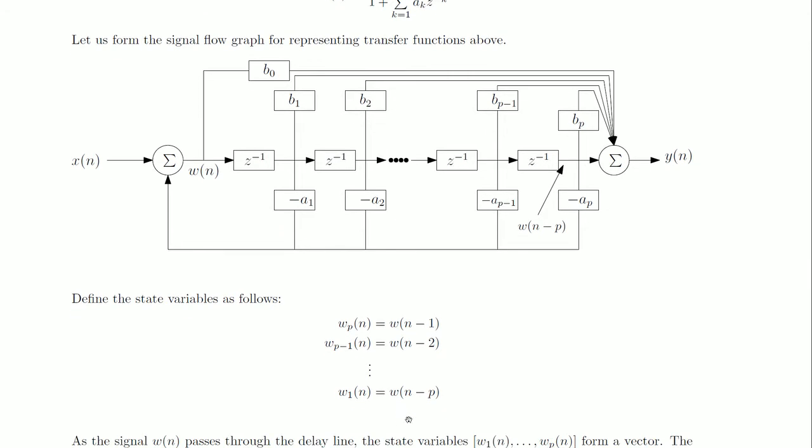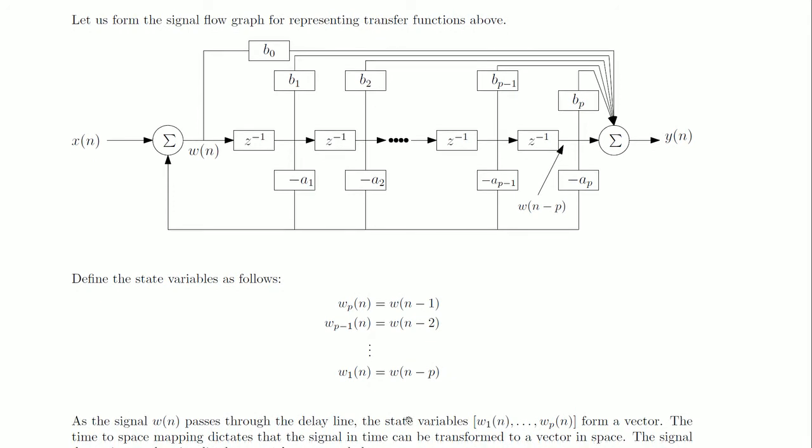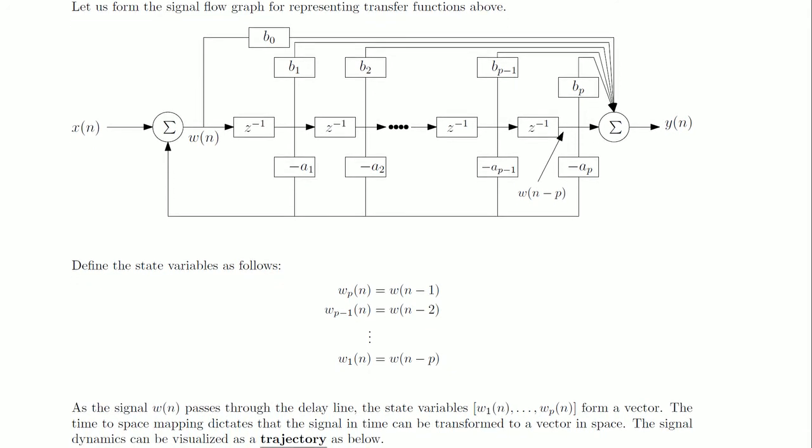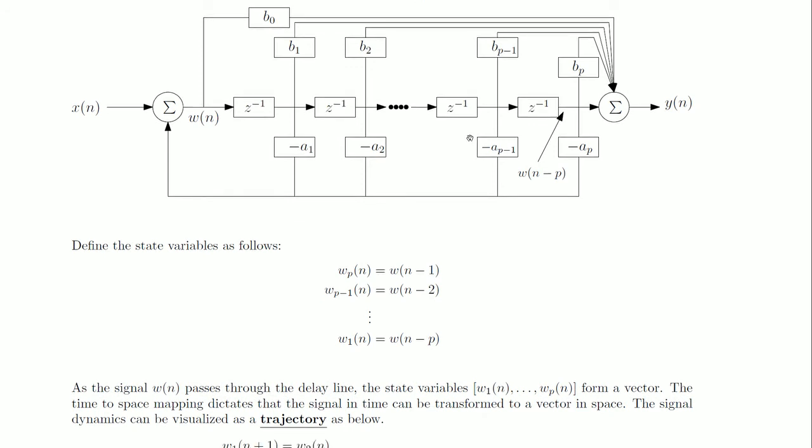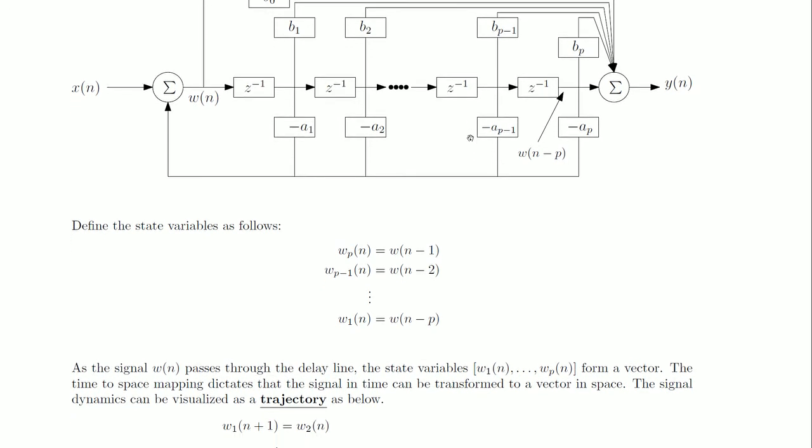What we have done here is very simple. As the signal w of n is passing through the delay line, we are tapping the outputs of the delay line and formulating them as state variables. So, these are basically the hidden states of the system. As the signal w of n passes through the delay line, the state variables w 1 of n so on till w p of n form a vector. It is very important, they form a vector.